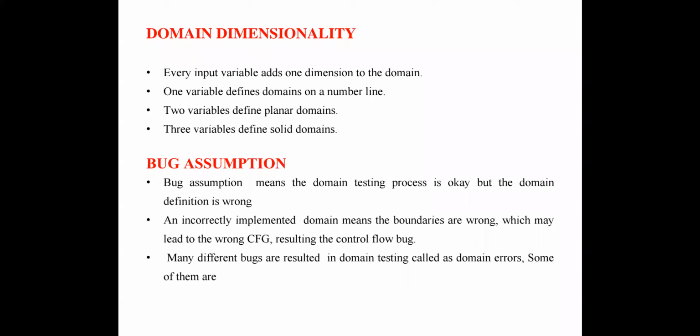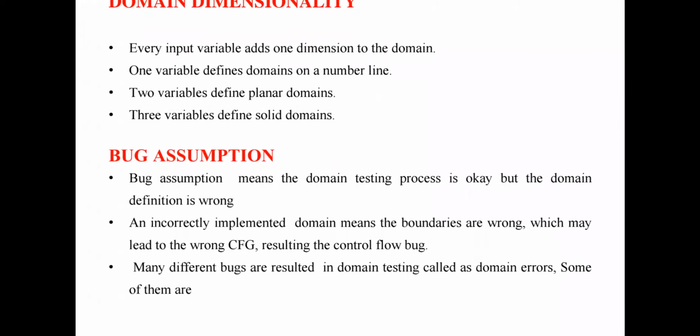Okay, so up to now we have discussed what a domain is, how the path is defined, how the domain testing has to be done, and the model of the domain. And we have seen a small example of domain closure. What are the different types of domains that can be represented? Okay, the next one is bug assumptions. So in domain testing also, bugs will arise. In which cases will these bugs arise?